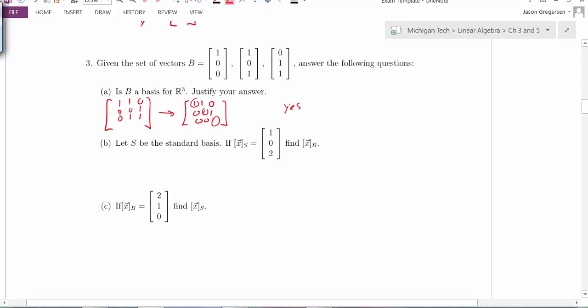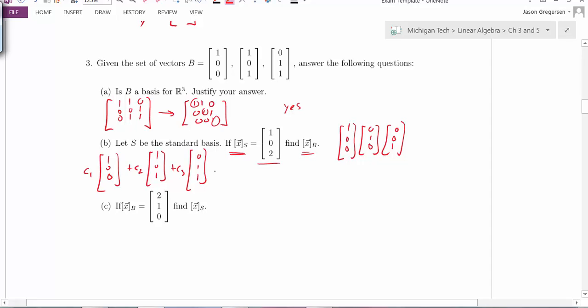Part B says let S be the standard basis. So the standard basis looks like these 3 vectors. And it says if the coordinates of x in the standard basis are 1, 0, 2, find the coordinates of x with respect to our new basis. So the coordinates of this vector with respect to the new basis are really just the weightings of each basis vector that give us the coordinates in the standard basis, which is 1, 0, 2. And so all we're really doing here is finding the right constants that map to 1, 0, 2.